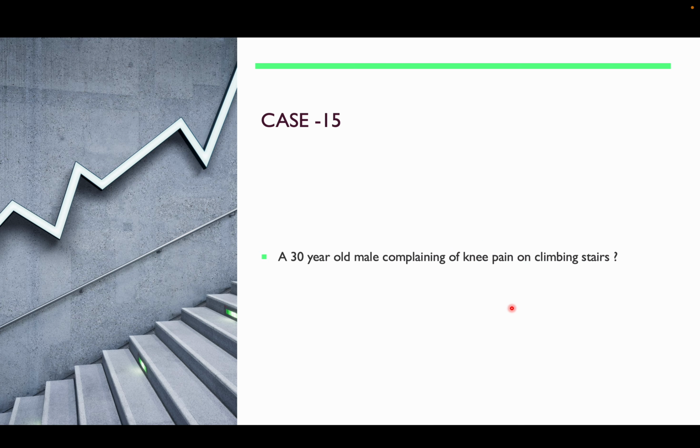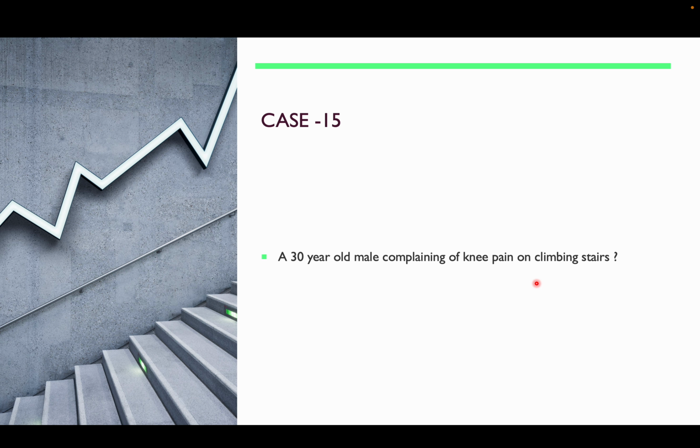A 30-year-old male complaining of knee pain on climbing stairs. This is commonly seen in many people. Many people complain of knee pain only on climbing stairs or coming down the stairs. This is due to chondromalacia patellae, where there is chondromalacia in the patella that causes knee pain on climbing stairs. Patellar instability or trauma to the patella can cause chondromalacia patellae.